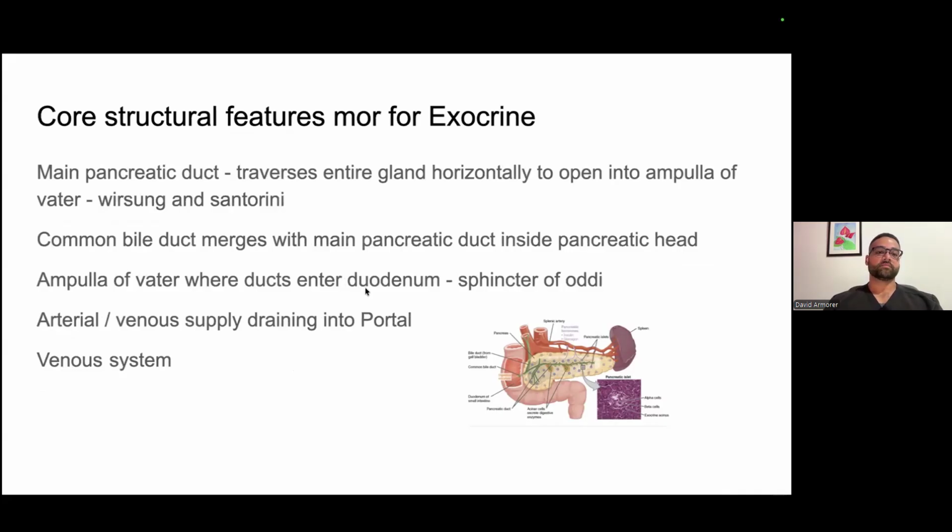So the core structural features are the main pancreatic duct, which would traverse the entire gland horizontally and open into the ampulla of Vater. And you have your two ducts, the duct of Wirsung, which is the main duct, and the duct of Santorini, which is the accessory duct. And essentially the common bile duct would merge with the main pancreatic duct inside the pancreatic head to form the common bile duct.